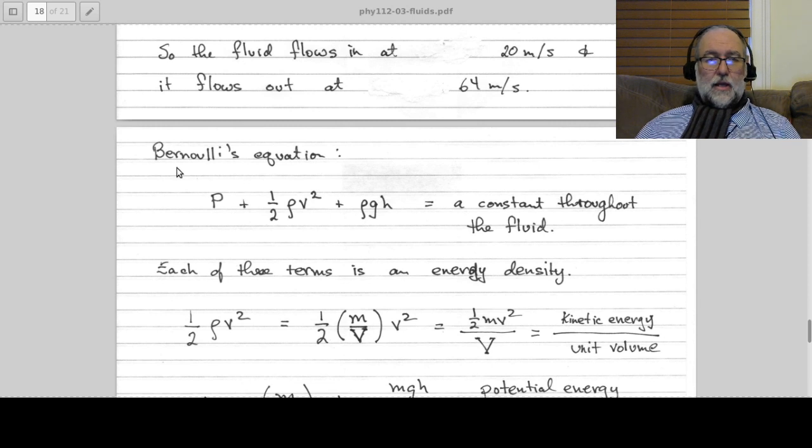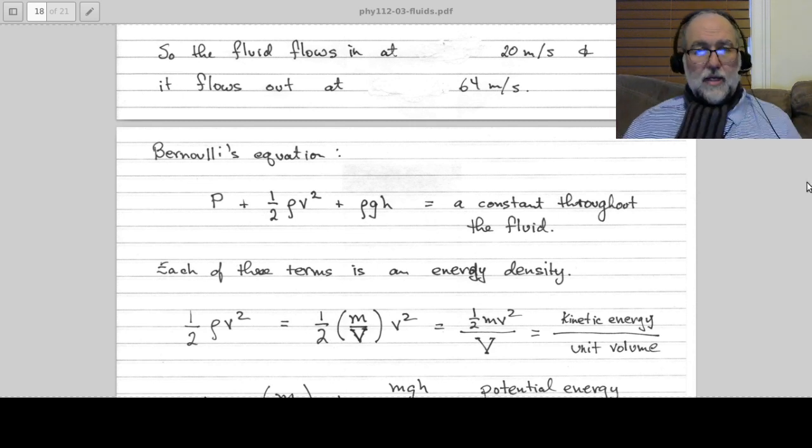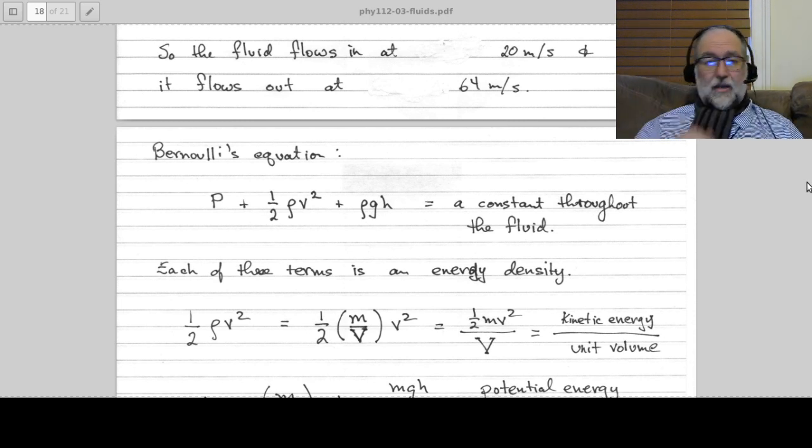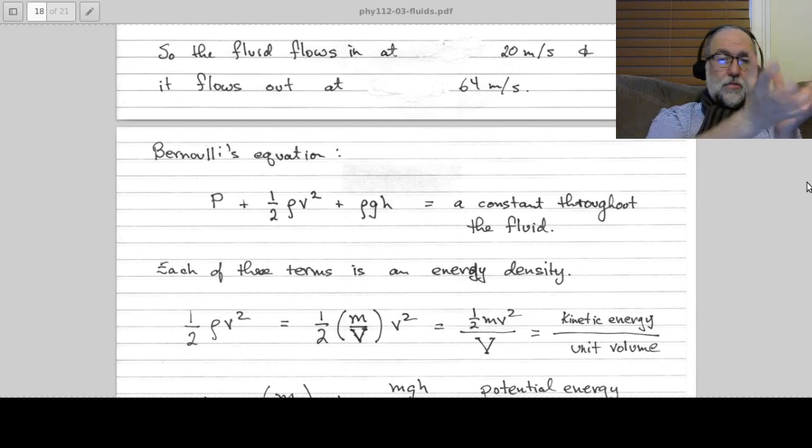There's the second equation, which is based on conservation of energy, and it's Bernoulli's equation. Okay, and Bernoulli's equation, again, for any one of these laminar flows, if you can calculate this quantity here, and I'll go over it in a minute, if you can calculate that quantity there at any point in the fluid, it's the same everywhere in the fluid. Okay, so it's this kind of a conservation law, all right? So basically, you just say, oh, it's so many joules per meter cubed here. Well, there's got to be so many joules per meter cubed everywhere in the fluid, all right?